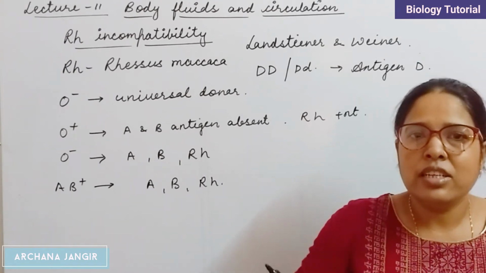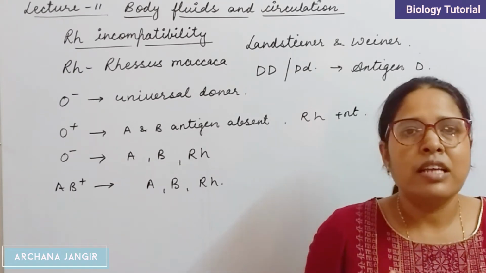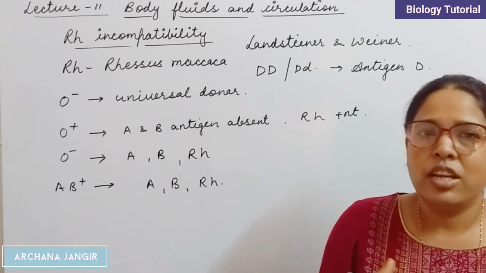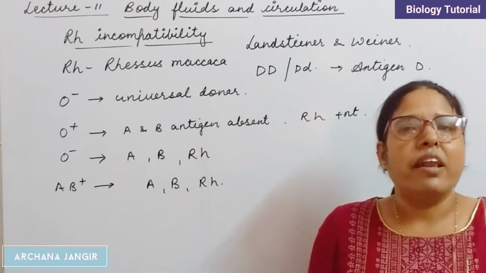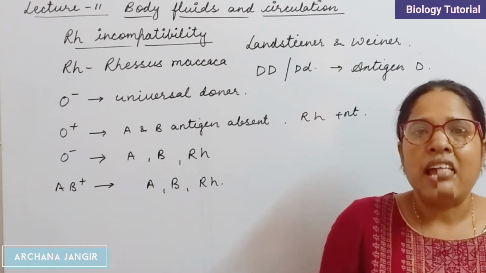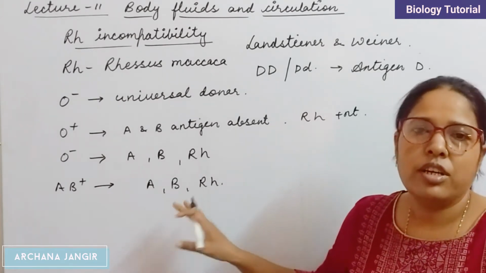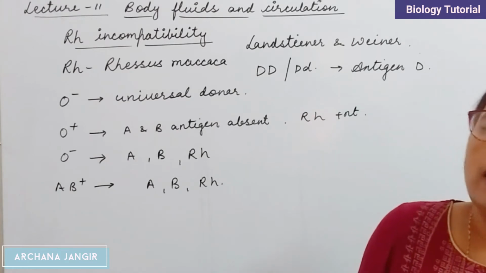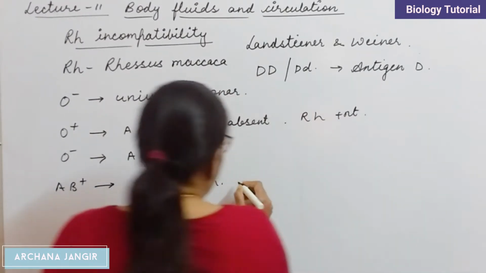If A antigen is there, then it recognizes it as the self antigen. If B is there and if Rh is there, the body recognizes the antigen as self, because it is having all the three types of antigen. That's why it is called as universal recipient.